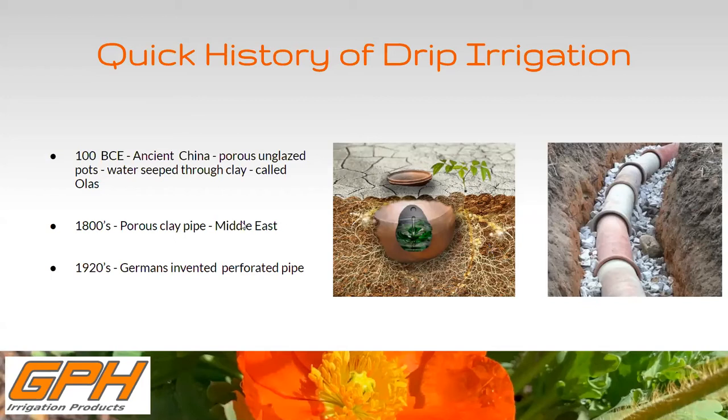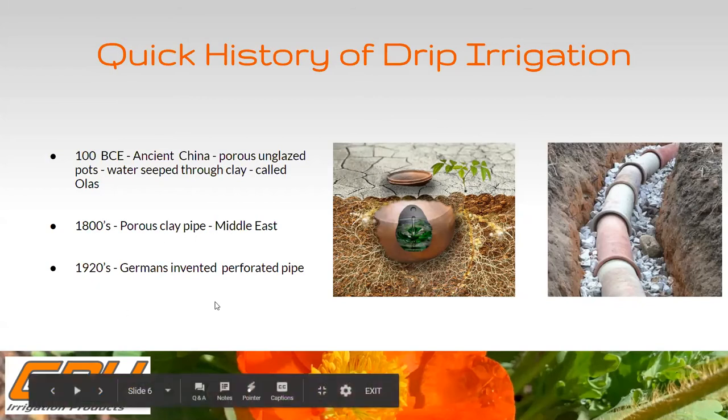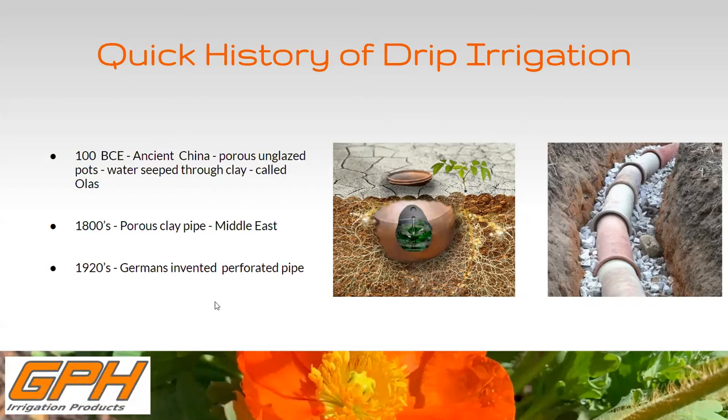This is a very primitive way to call what is drip irrigation, but this was the first. The second was this porous pipe, which is the same idea, but now we're putting it in a pipe system. And then after that, in the 1920s, the Germans invented a perforated pipe, similar, but with perforations.